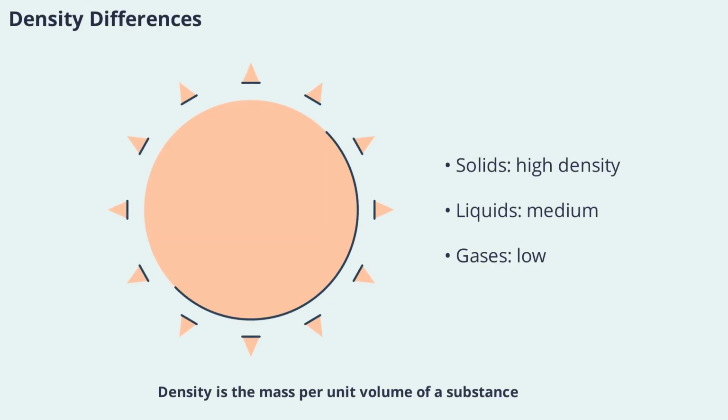Density is the mass per unit volume of a substance. Solids are generally the most dense, followed by liquids and then gases. This difference arises from the arrangement and spacing of particles. Density affects how substances float, sink, or mix and is crucial in many scientific and industrial applications.